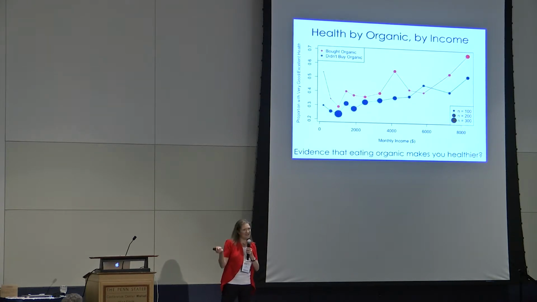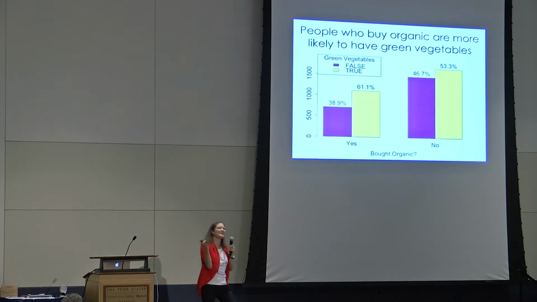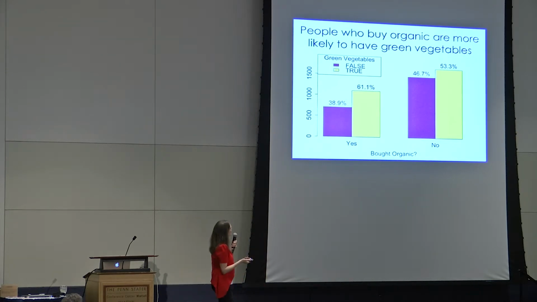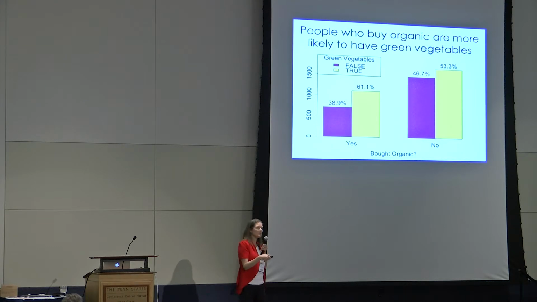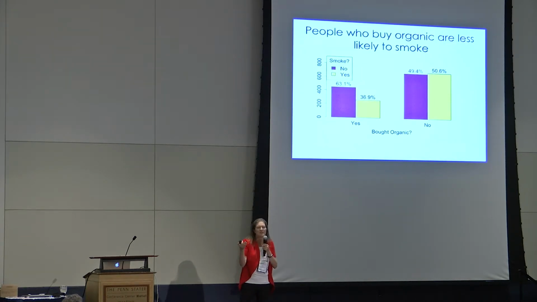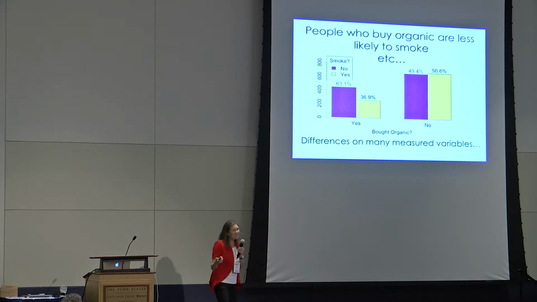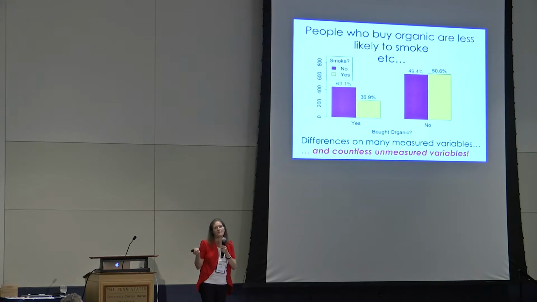So do we have evidence that eating organic makes you healthier? It's not income. Or it's not solely income, I should say. Anyone? Danny's shaking his head no. No, of course not. There's a million other confounding variables. We adjusted for one here. So I could have picked almost anything, but people who buy organic are more likely to always have green vegetables on hand. They're less likely to smoke. They're just more likely to engage in healthy behavior in general, et cetera. The list could go on and on. There's differences on many, many measured variables, and even more dangerously, differences on countless unmeasured variables, and that's the piece that we're never going to be able to fix.